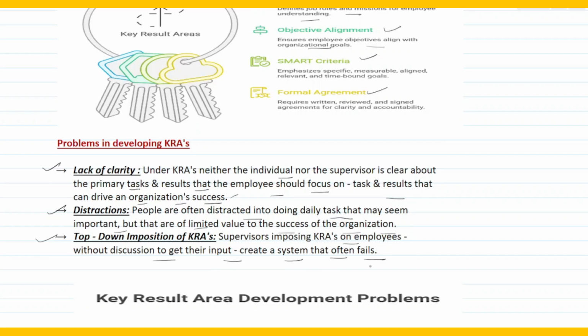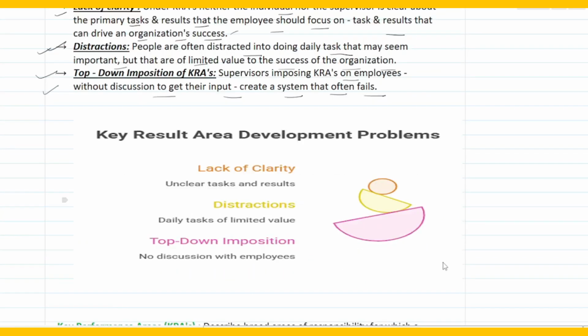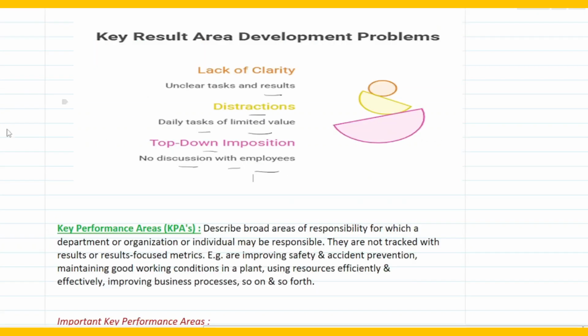So the three things that you need to remember with respect to problems in developing KRAs are, first of all, there is a lack of clarity, then there may be distractions, and top-down imposition of KRAs. So these are the problem areas that you need to have a track of. First is lack of clarity, that is unclear task and results. Then it may lead to distractions, that is daily task of limited value, and there may be a top-down imposition, that is no discussion with the employees. Right? Moving on to the next part.